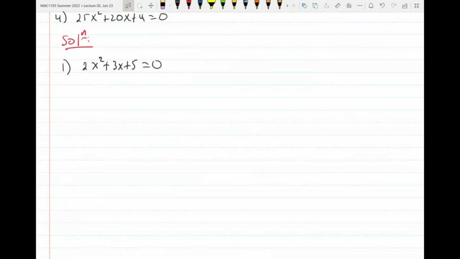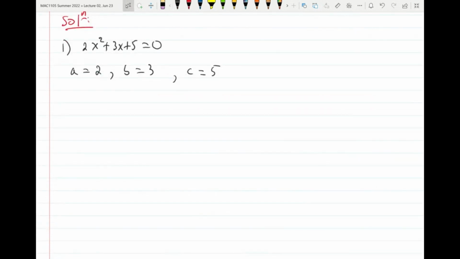Next, you need to identify your a, b, and c. Now remember, when you write a, b, and c, you need to include the signs. If you see something negative, it has to show that. Okay? All right, let's see. So here, what's a, what's b, and what is c? Yes? a is 2, b is 3, and c is 5. Does everybody understand this? And now, just go straight to the formula.